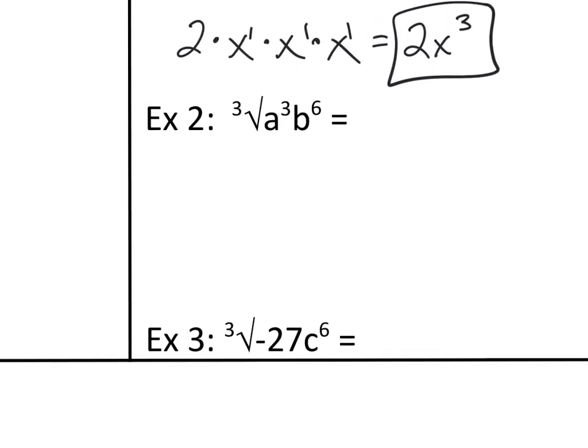Okay, normally we start with the numbers first, but this one doesn't have any numbers. So a cubed is just going to be what? a times a times a. b to the 6th is going to be?